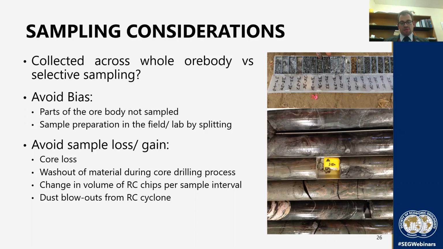There are a number of ways to avoid sample loss and gain. And in the next few slides, we will see a number of examples of core loss, of washout of the material during the core drilling, and change in volume of RC chips, whether through dust blowouts or through incorrect sampling. Those are, in my opinion, some of the very important points you should remember when you're sitting on a drill site and observing the product that a drill rig is giving you.